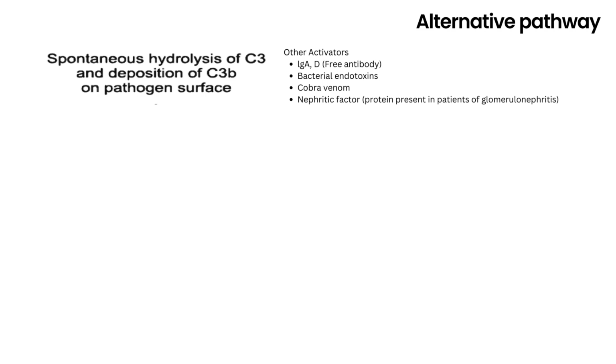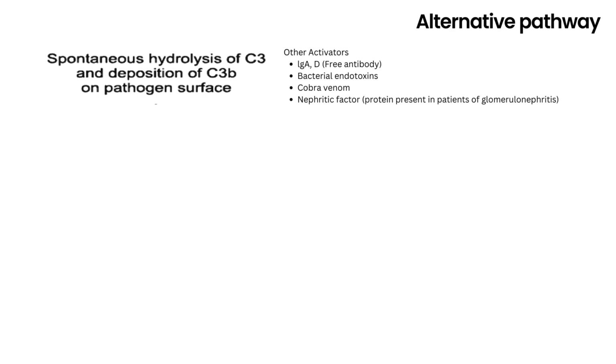Here, there is no such requirement. There are various activators of this alternative pathway. Some of them are microbial or pathogen activators, and some are non-microbial activators. The microbial activators include endotoxins like lipopolysaccharide of gram-negative bacteria, teichoic acid of gram-positive bacteria, some yeast cells, some parasites like trypanosomes, and some virus-infected cells. These are all direct activators of the alternative complement pathway.